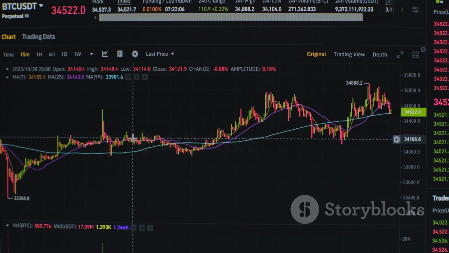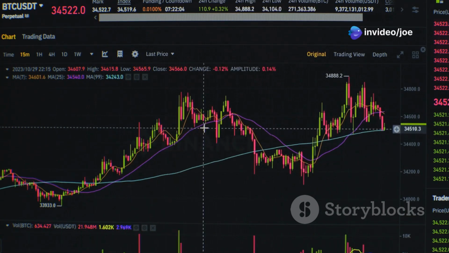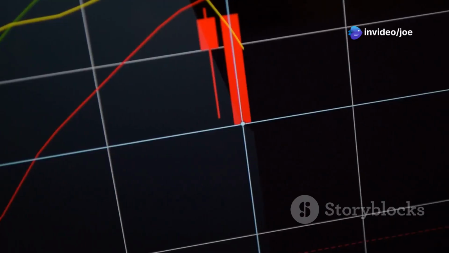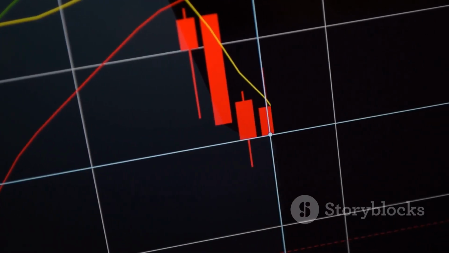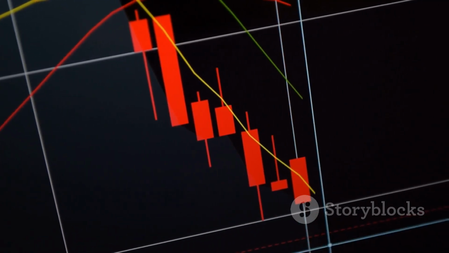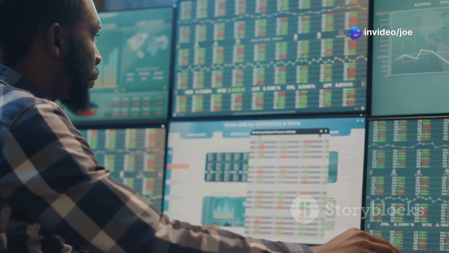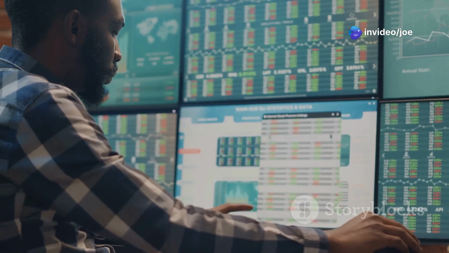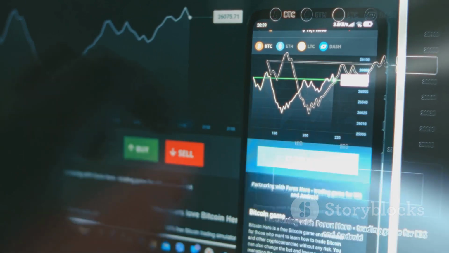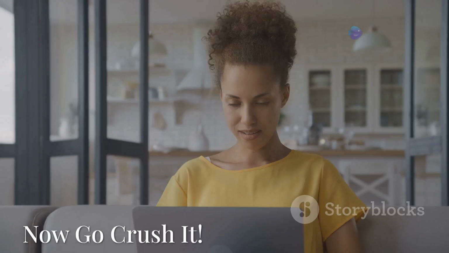For example, if the price is in an uptrend and retraces to the 38.2% Fibonacci level, it might find support there and bounce back up. Conversely, if the price is in a downtrend and retraces to the 61.8% level, it might encounter resistance there and continue moving lower. As with all technical indicators, it's important to use Fibonacci retracement in conjunction with other tools and your own analysis. But when used correctly, it can be a powerful tool for identifying potential entry and exit points in the market.